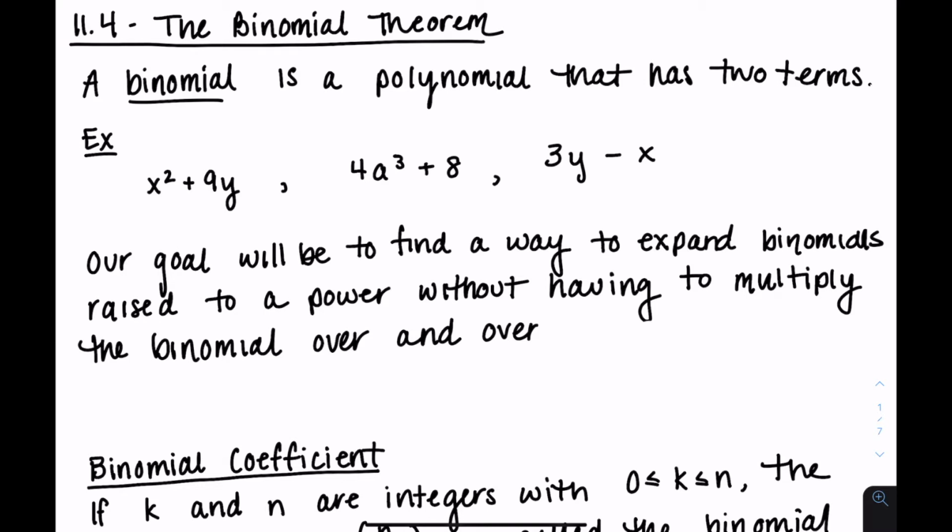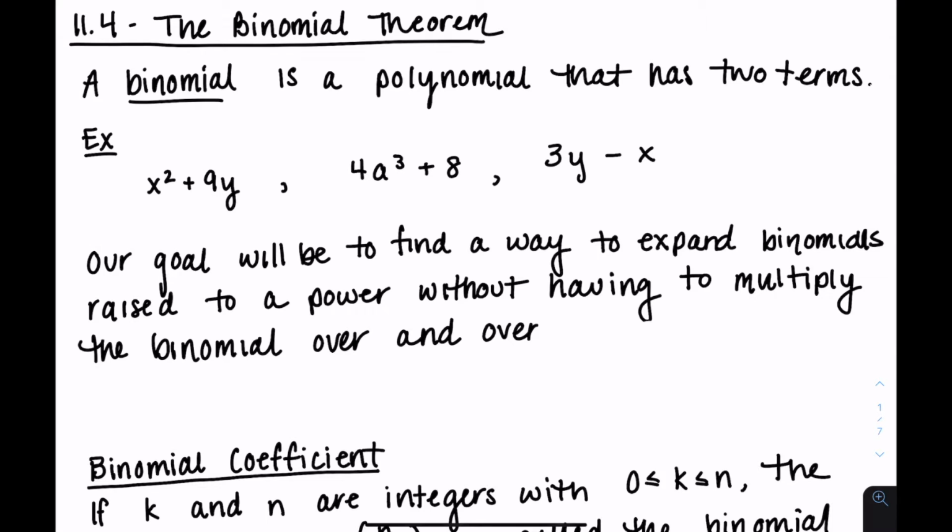It doesn't matter what the powers are on each term, doesn't matter if there's multiple variables involved, there's just two single terms. So for this first one, for some examples, you could have x squared plus 9y, 4a cubed plus 8, 3y minus x. Doesn't matter those powers themselves, just the fact that there's two single terms.